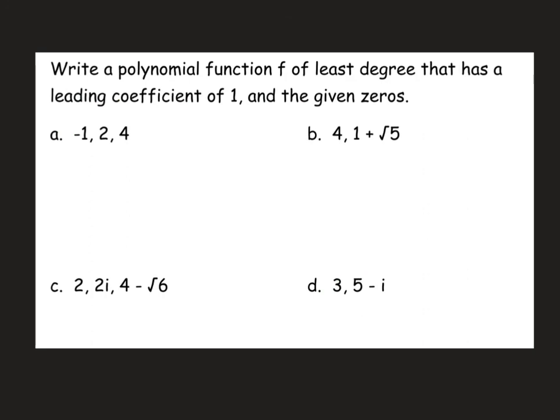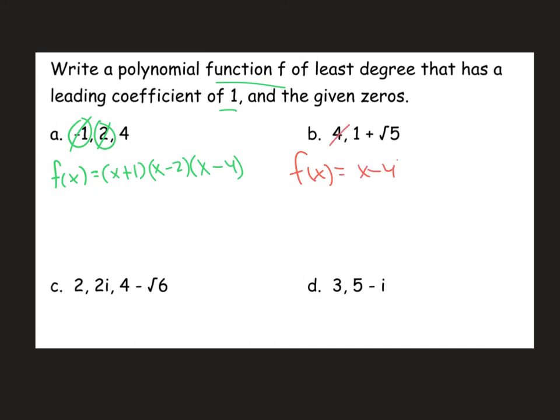All right, and some rapid fire practice, writing the polynomial functions. They're all going to have lead coefficients of 1, which means no fanciness out in the front, no negatives. So f of x: our -1 is a factor of x plus 1. Our 2 is a factor of x minus 2. And our 4 is a factor of x minus 4. So there we go. How about b? F of x equals x minus 4. And then we got 1 plus rad 5, so that's x minus 1 plus rad 5, and x minus 1 minus rad 5. And there's our 3 factors.